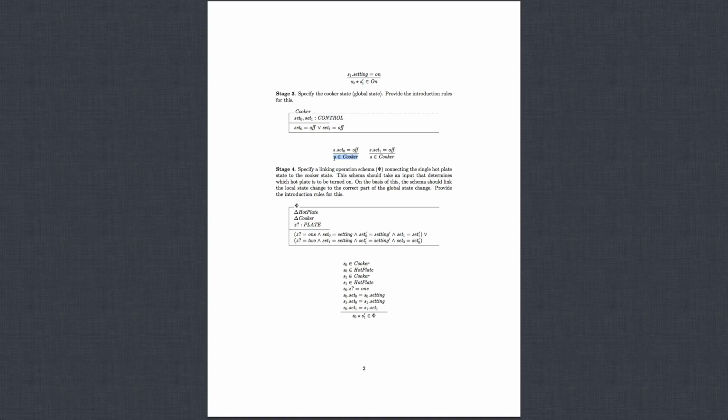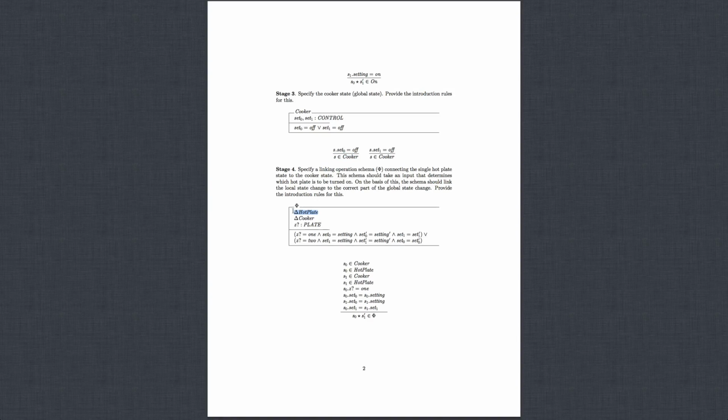Right, so now we have the local state, which is the hot plate. We have the operation to turn the single hot plate on, and now we have a new state space, which is the cooker. And what we are asked to do is to specify now a linking schema connecting the single hot plate to the cooker state, and the schema needs to take an input that tells us which of the 2 hot plates should be turned on. And on the basis of this, the schema should link the local state change to the correct part of the global state change, and we need to specify introduction rules for this too. Well, again, it's quite straightforward.